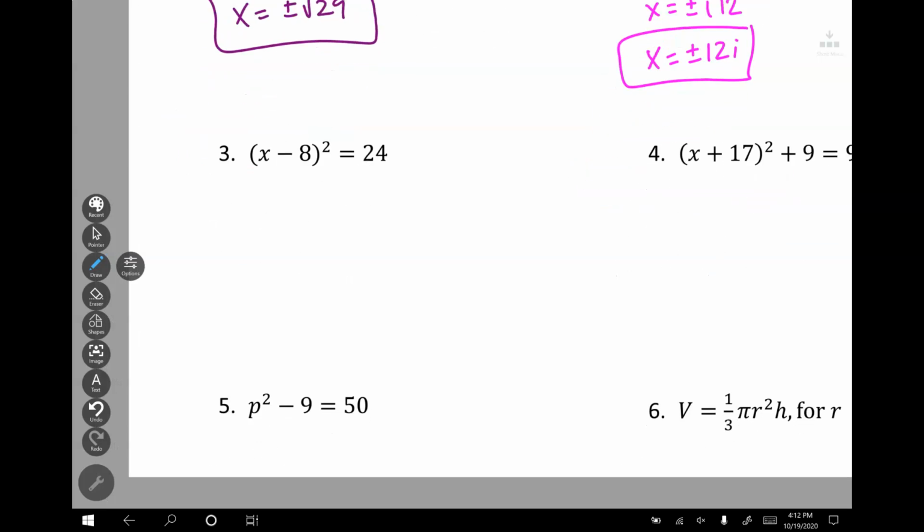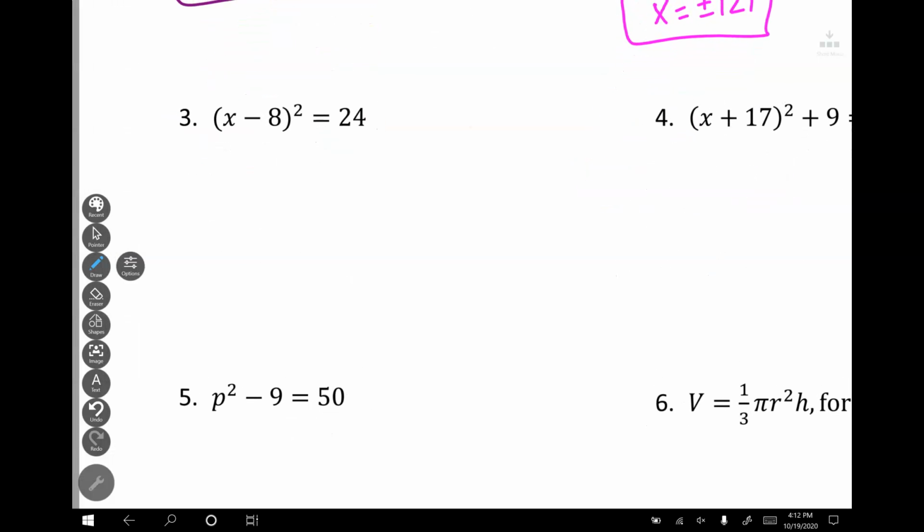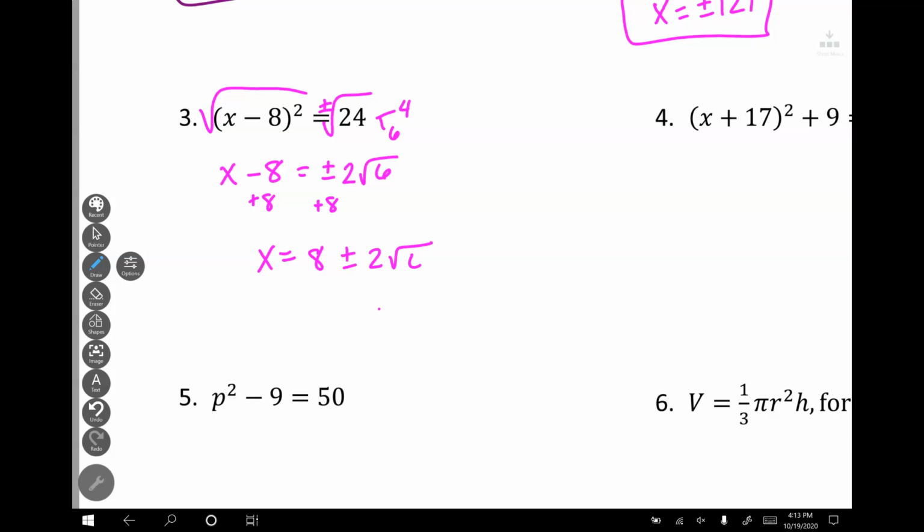All right, we can do that again here on number 3, because I can just take the square root to get rid of that exponent. So plus or minus the square root of 24, but actually 24 can be simplified. That's 4 times 6, and we know 4 is a perfect square, so take the 4 out, it becomes a 2. The 6 is stuck inside. Okay, in solving for x, we need to just add that 8 to the other side. So 8 plus or minus 2 square root of 6 is your answer.